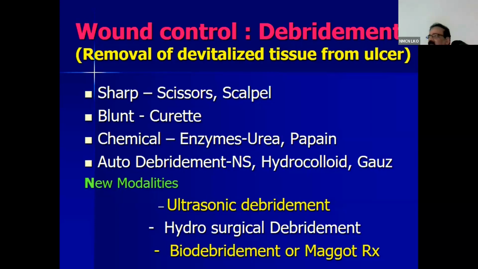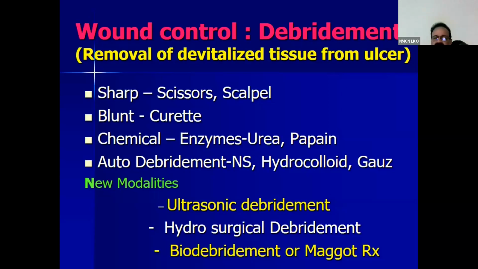In the OT, blunt debridement is done with a curette, which is very important, a small instrument one podiatrist should have. And then the chemical debrider, like ointment with urea, papain, etc. And autodebridement one can get through the normal scenario. The body's self-defense mechanism takes care of the debridement.